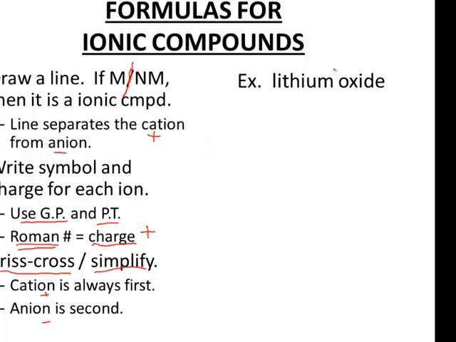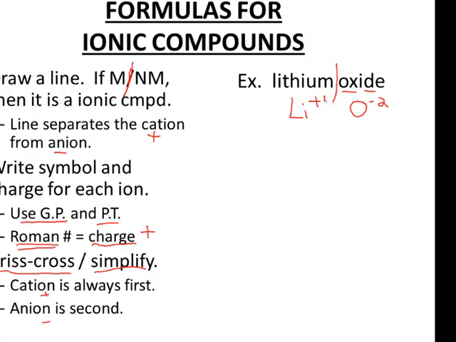So, example, lithium oxide. Draw a line between the first element or name and the second one. Second step, write the charge for each ion. Lithium is a plus charge. It's in group 1 on the periodic table. Oxygen, oxide. The oxygen ion ends in IDE, so we know it's an ion. It's a -2. So our positive first, negative second. Now we're going to write the charges. Now we're going to crisscross and simplify.